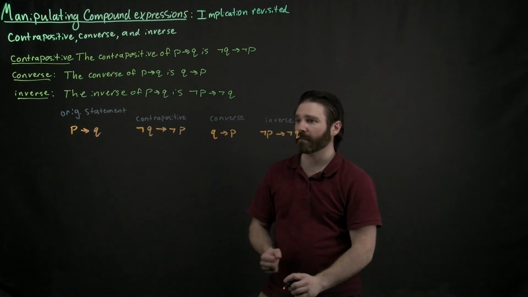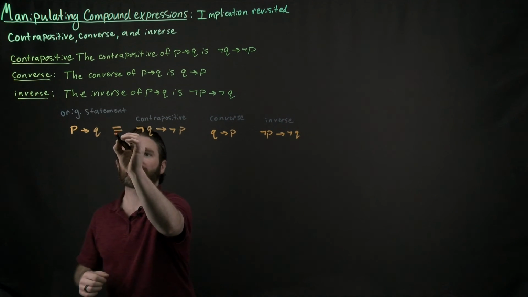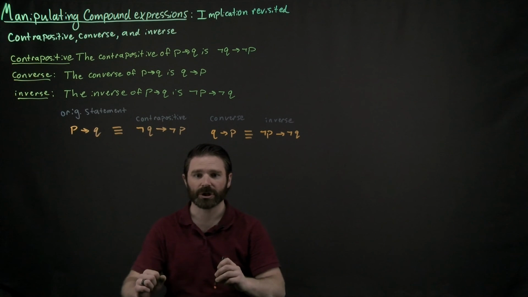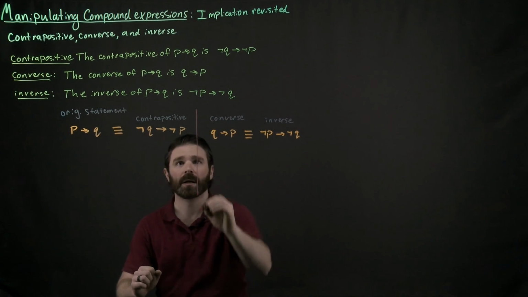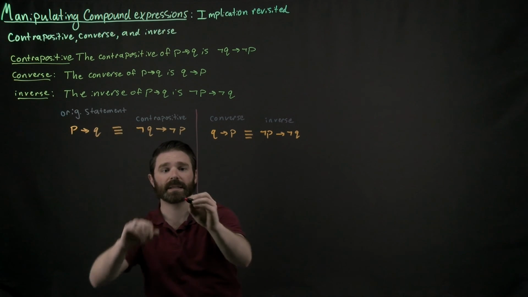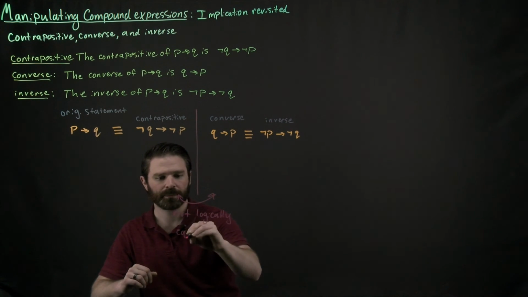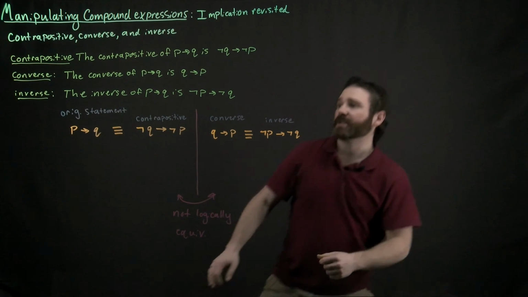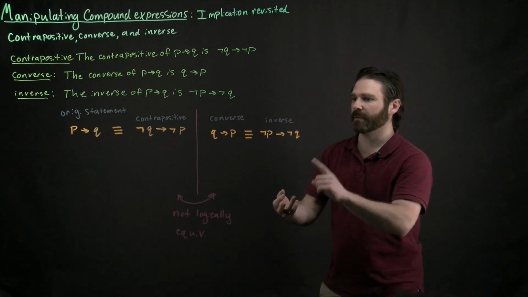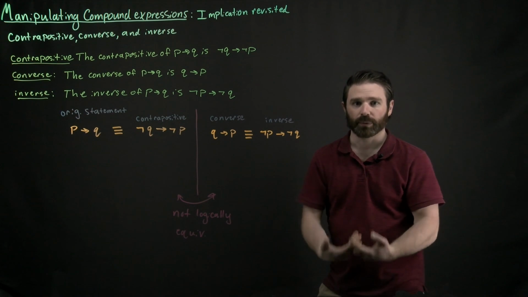And so what we have is that the original statement and the contrapositive are logically equivalent, and the converse and the inverse are logically equivalent, and anything on this side is not logically equivalent to anything on this side. It's very important to understand the relationship between the original statement, the contrapositive, the converse, and the inverse once it comes to trying to prove things, and prove things about algorithms.